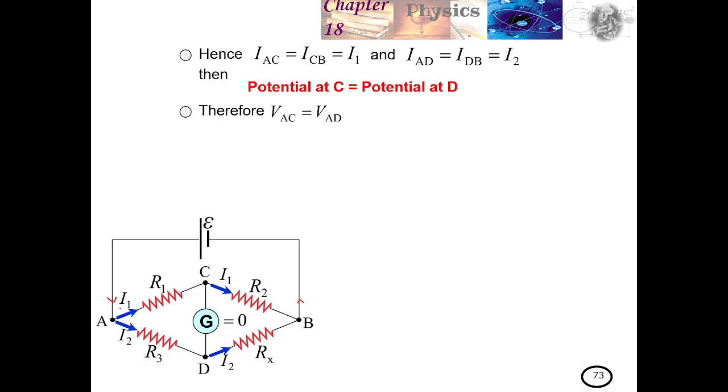So VAC, the potential difference, equals VAD over here. Both of them are equal. And VBC, BC is over here, the potential difference, and VDB is this one, where the potential differences are equal. So up and down are equal. You can say the upper resistor and lower resistor are equal.